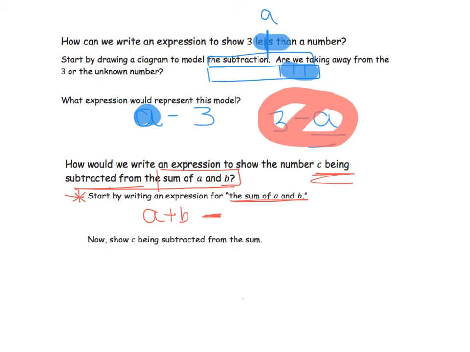And now we're going to subtract C from that. But if you think about order of operations, what this is telling us is that C is being taken away from the sum. So C is being taken away from the sum. Now in this case we wouldn't have to have the parentheses because order of operations would go left to right, but many times the parentheses matter. So let's look at another one.